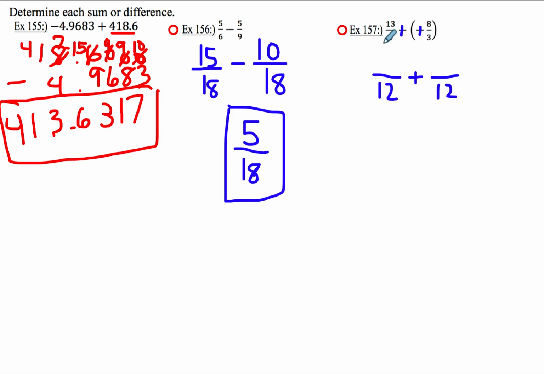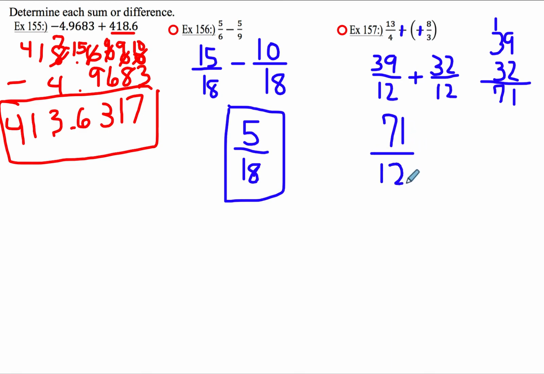Okay, 4 times 3 is 12. 13 times 3 is 39. 3 times 4 is 12. 8 times 4 is 32. So we need to take 39 and 32. They're the numerators. The denominators are common, so we're good there. 9 and 2 make 11, carry 1. And we get 71. So this can be answered as 71/12.